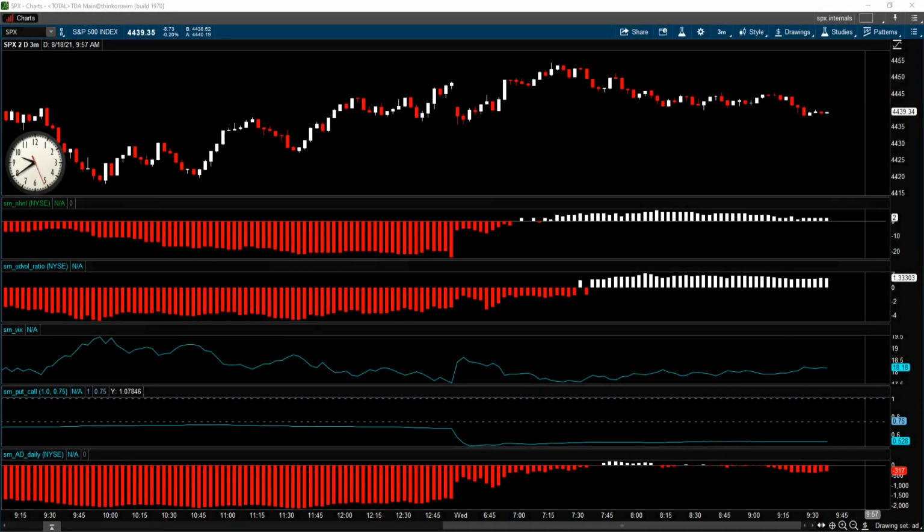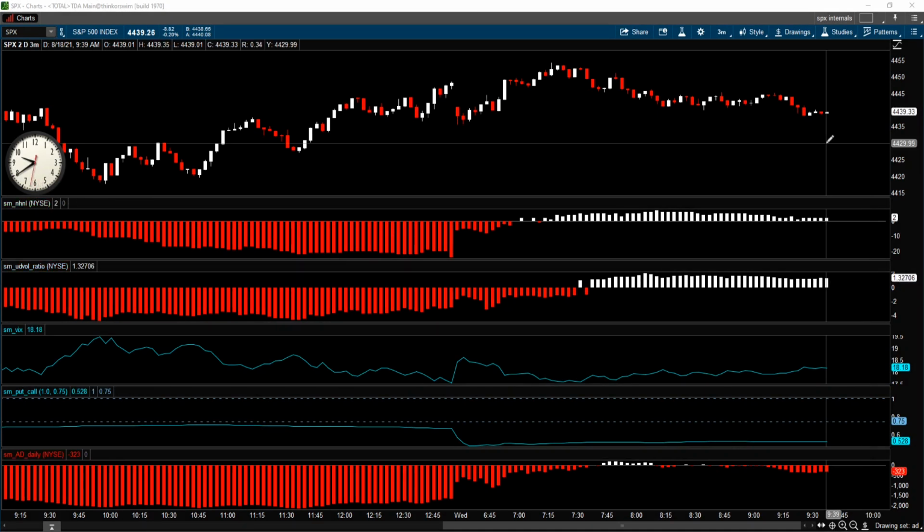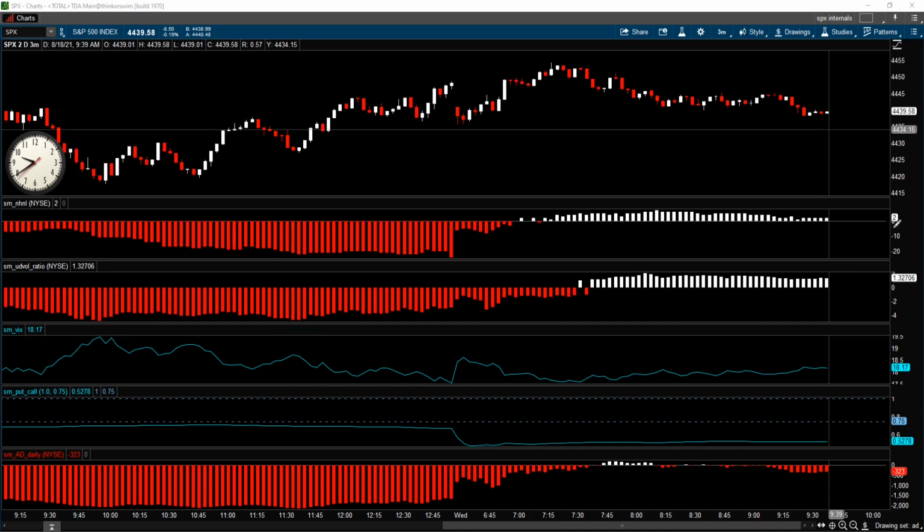Okay, let's take a look at the midday update here on the S&P 500. The S&P 500 is down a little bit under 9 points, 0.2%. We have two more new 52-week highs and 52-week lows. The up-down volume ratio is positive 1.32, with that much more up volume than down volume. The VIX is sitting at 18.15. Put-call ratio at 0.52. And there are 332 more declining issues than advancing issues.